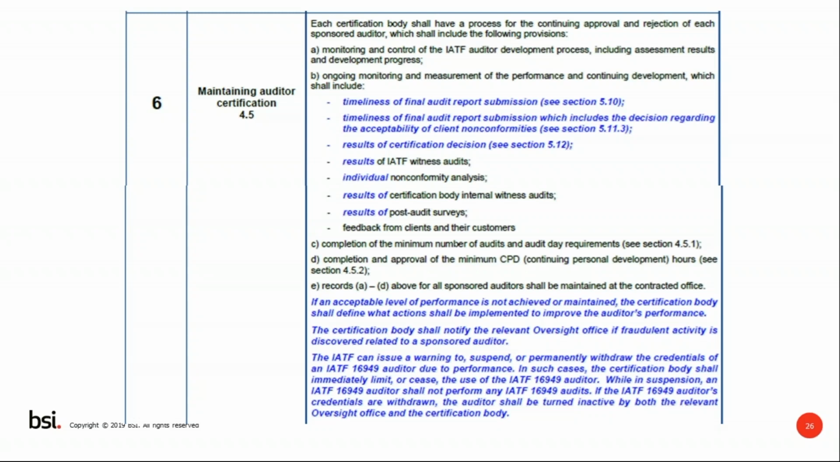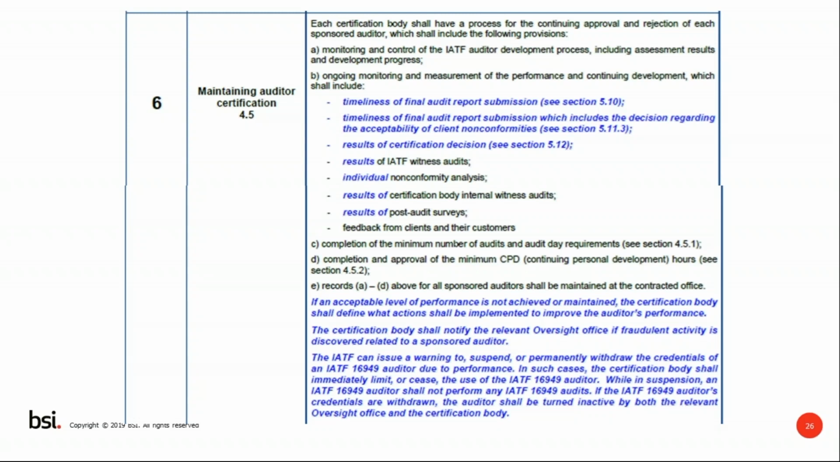So things like submission and timeliness of the final audit report, acceptability of client non-conformities, results of certification decisions that our veto powers take against the recommendation from the auditor, results of IATF witness audits. Obviously, auditors from all certification bodies undergo regular IATF witness audits. Individual non-conformity analysis. So IATF provide a lot of data and track a lot of data, and certification bodies track a lot of data in terms of non-conformity analysis.